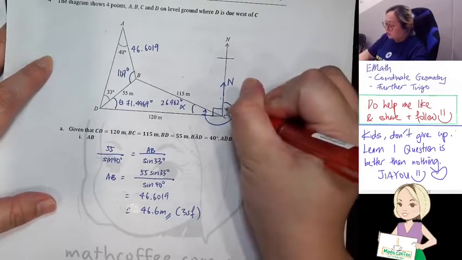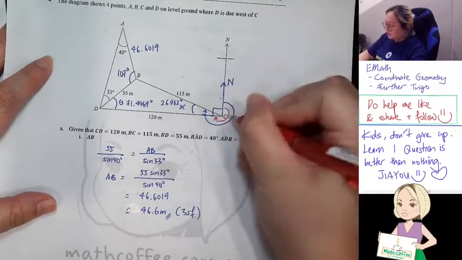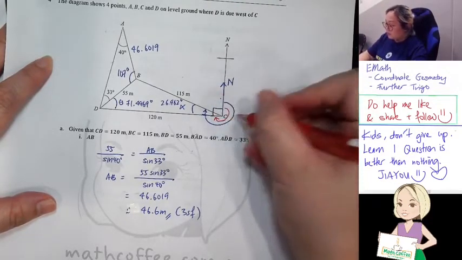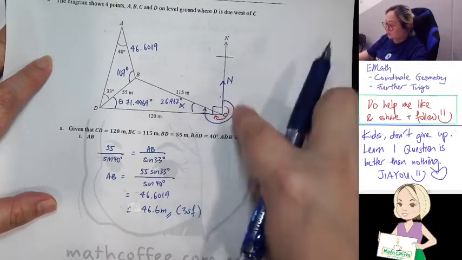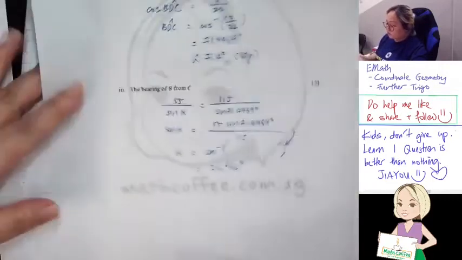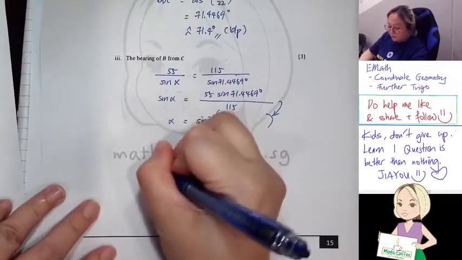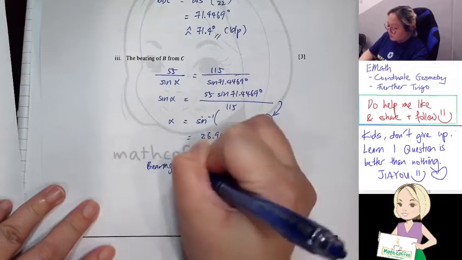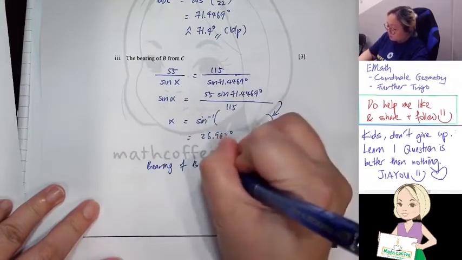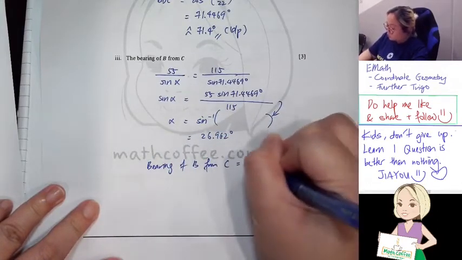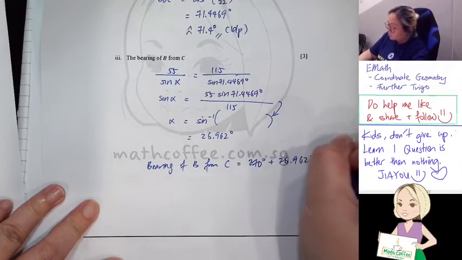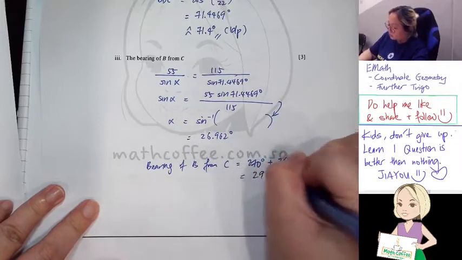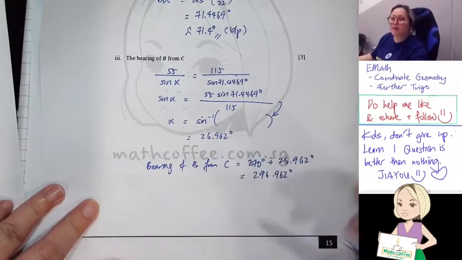Because from here to here, this is 90, right? Remember? So this is actually 90 degree. This is 360 minus 90, so it's 270. So therefore, you will say bearing of B from C is equals to 270 degree plus the small one, which is 26.962, and you will get 296.962. And remember, bearing is 3 digit. This is already 3 digit. Don't have to put 0 in front.